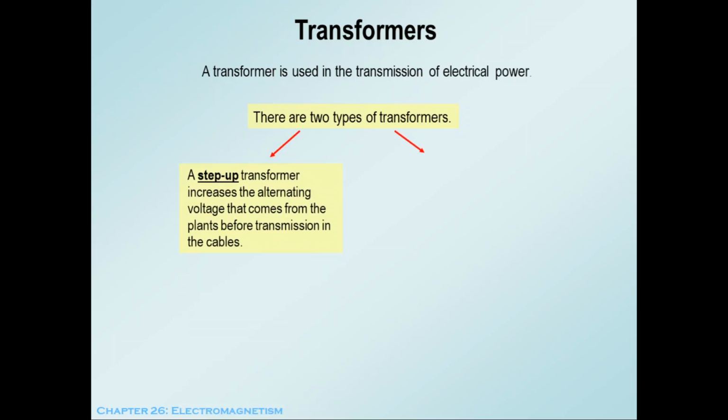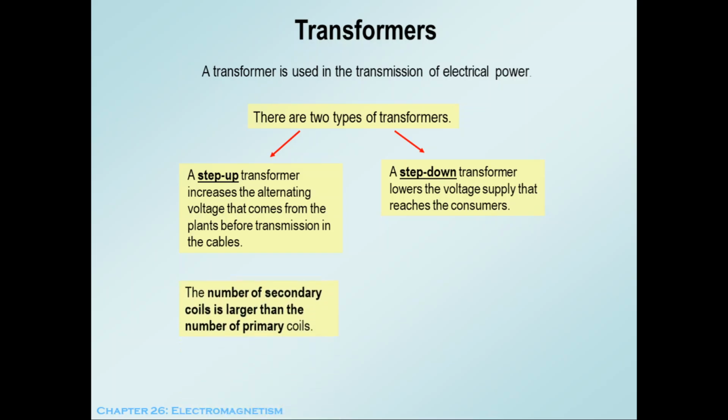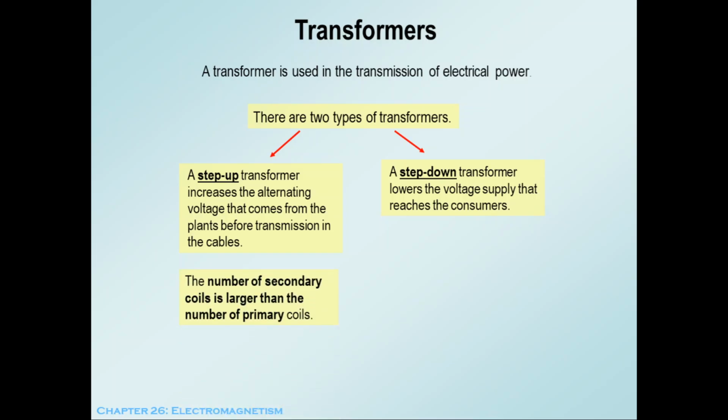The first is a step-up transformer, which increases the alternating voltage that comes from the plants before transmission in the cables, and a step-down transformer that lowers the voltage supply that reaches the customers. The number of secondary coils is larger than the number of primary coils in a step-up transformer, and the number of secondary coils is lower than the number of primary coils in a step-down transformer.